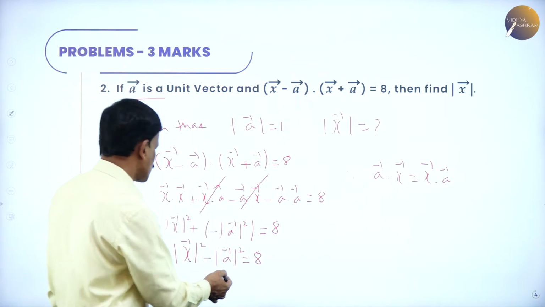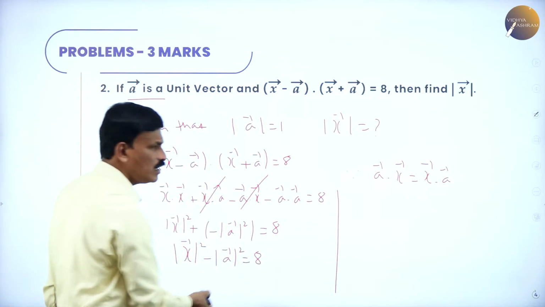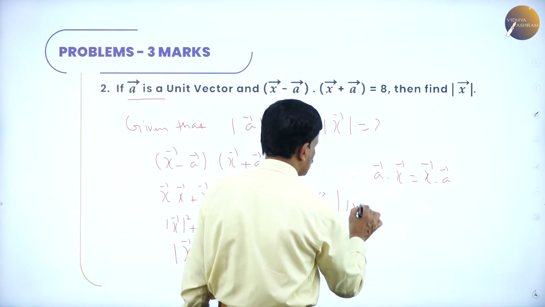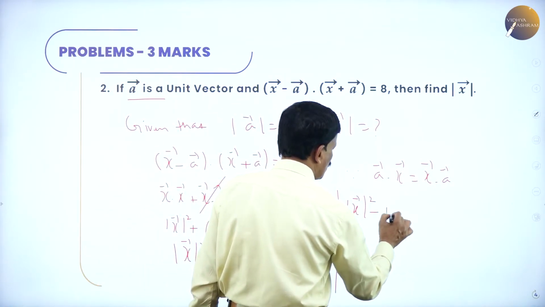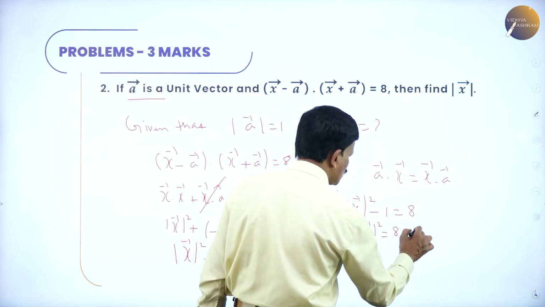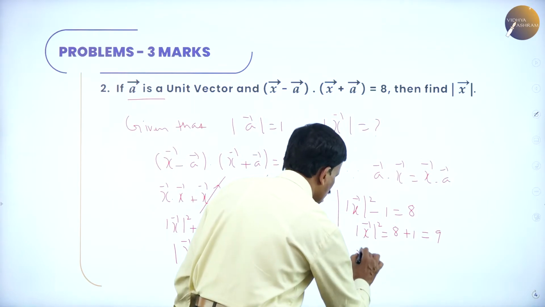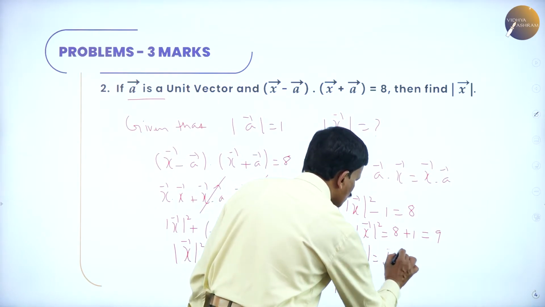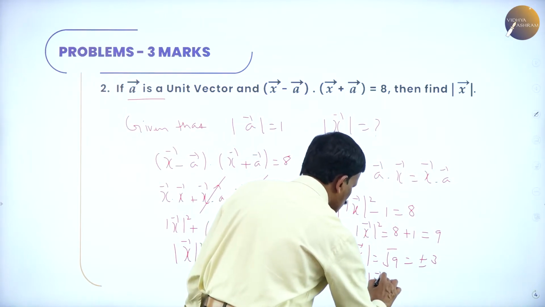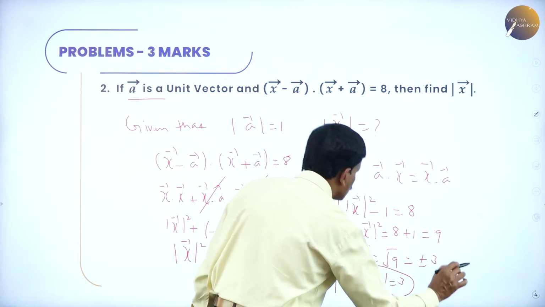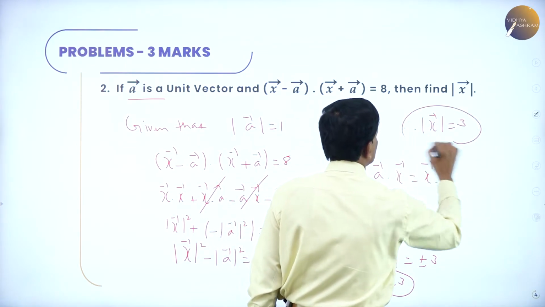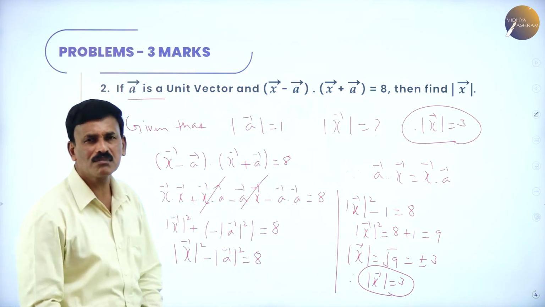Since the length of x is required, and we know a is a unit vector, the magnitude of a is 1. Length of x square minus 1 is equal to 8, therefore the magnitude of x square is 8 plus 1, which is 9. Therefore the magnitude of vector x is root 9, which is plus or minus 3. Since magnitude is always positive, the magnitude of x is equal to 3 units. That's it. Very simple, right?